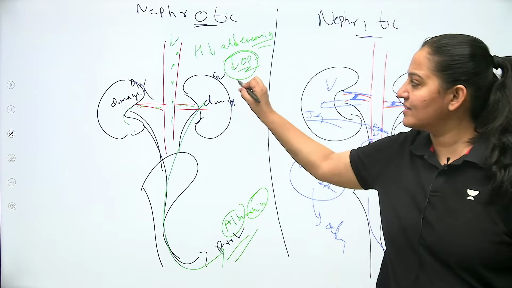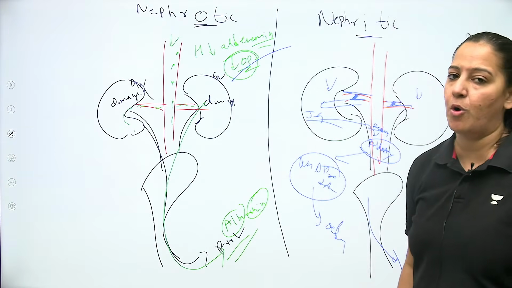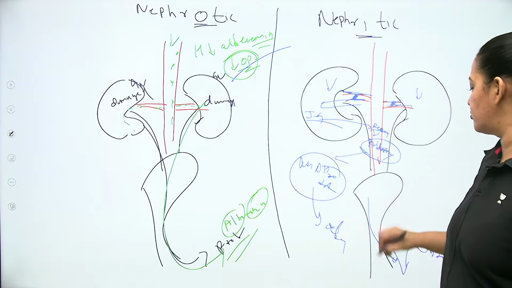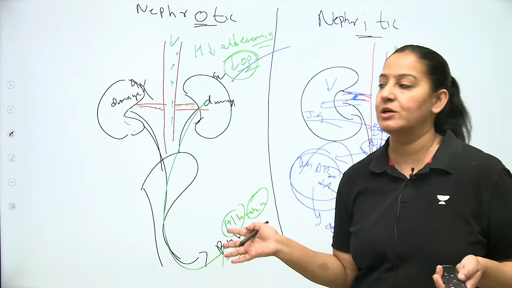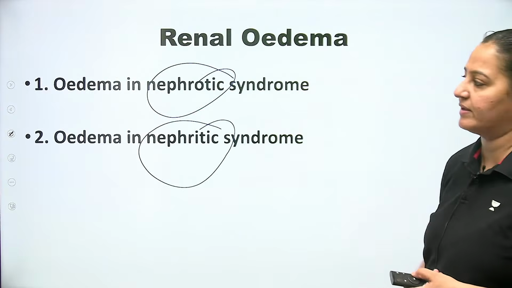In nephrotic syndrome, it is hypoalbuminemia. That is decreased oncotic pressure. That is the reason. And in nephritic syndrome, sodium water retention is the reason. You can understand I tried my best. So you can draw flow charts for nephritic and nephrotic syndrome to explain.